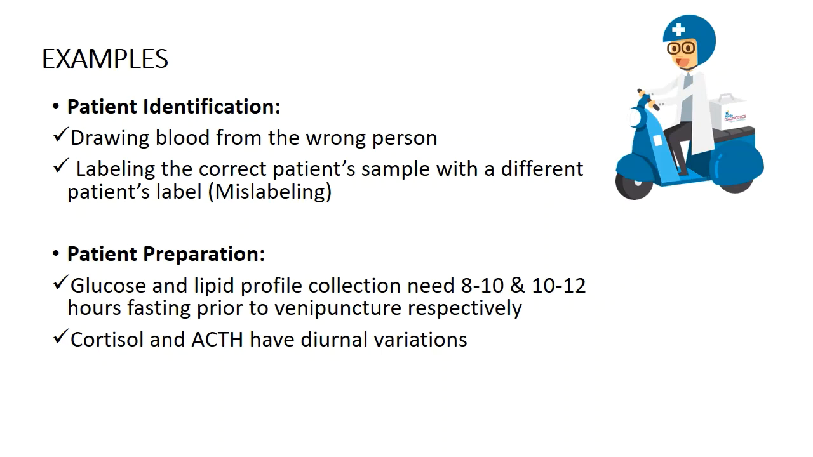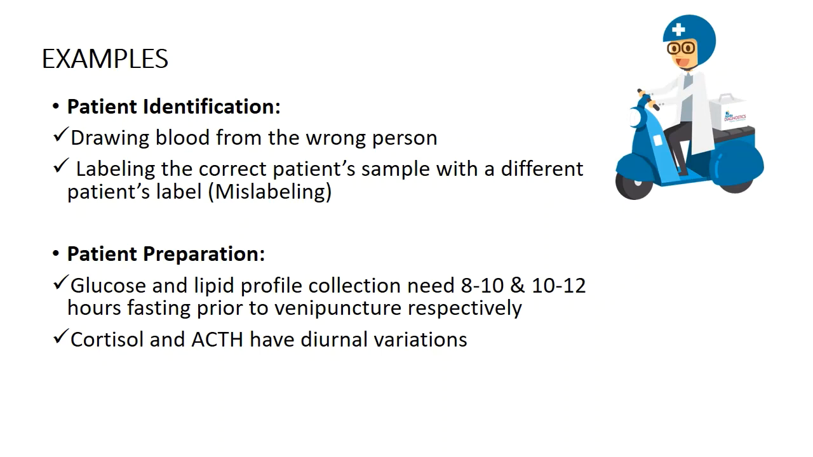Similarly, when you are collecting, you intend to collect Mr. Y's sample, but when you are labeling the vacutainer, after taking X patient's blood inside the vacutainer, you label it as Y. This kind of wrong collection or mislabeling has a detrimental effect on the patient's results, because it will be entirely wrong, right?